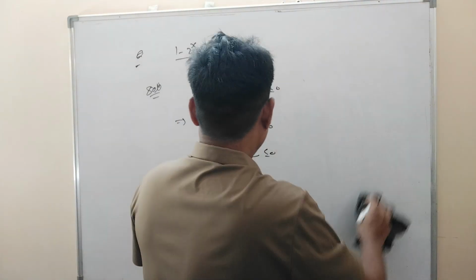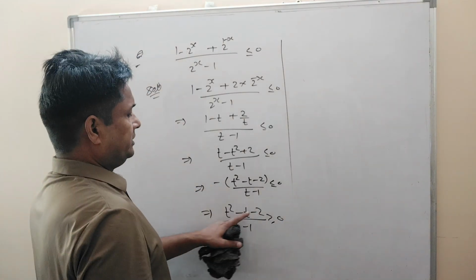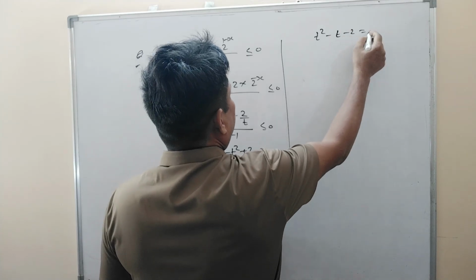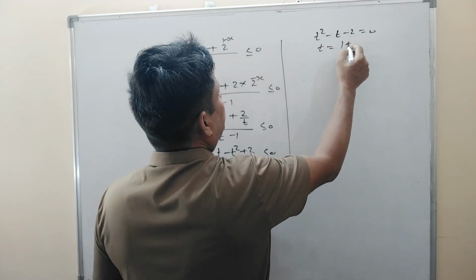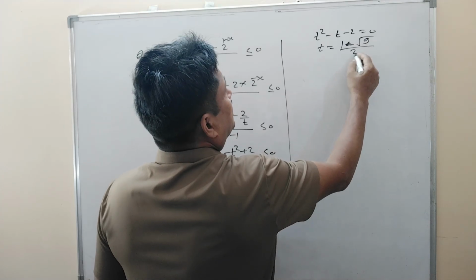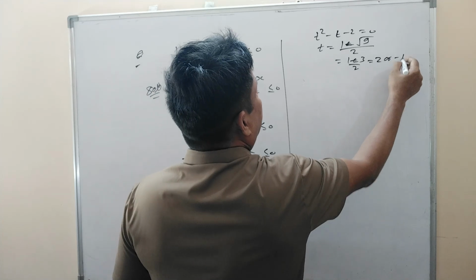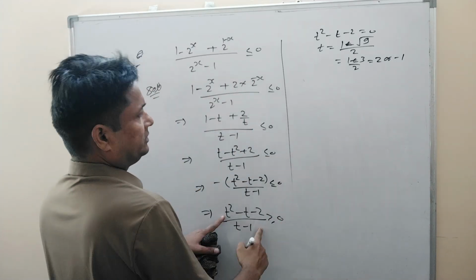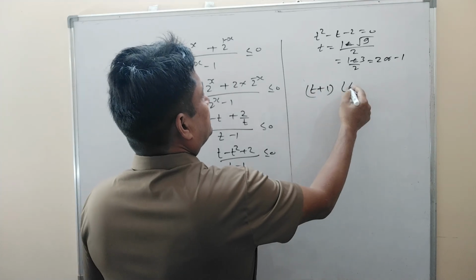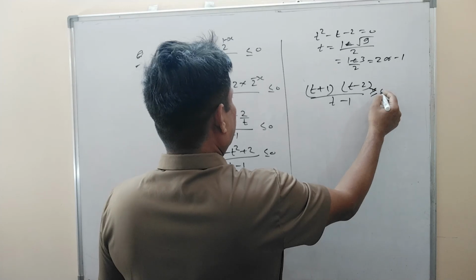Right. So now solve this by the wavy curve method. Find the roots of this one: t square minus t minus 2 is equal to 0. So t will be 1 plus minus root 9, divided by 2. So this will be 1 plus minus 3 by 2, so this will be 2 or minus 1. That means this expression can be written as t plus 1 into t minus 2, divided by t minus 1, greater than or equal to 0.